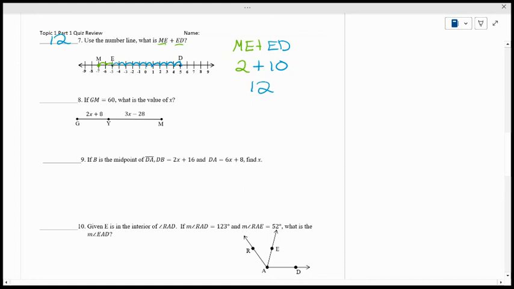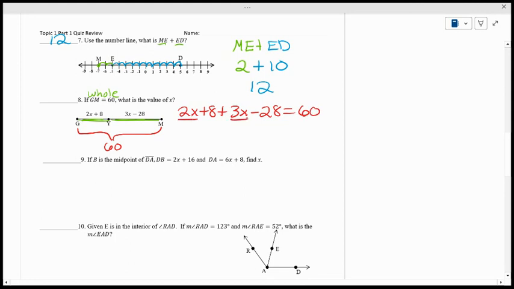Number 8. If GM is 60, so from G to M, so the whole thing is 60, what is the value of X? Well, you have the two parts. This is a part, that's a part, and then you have the whole. As we said in number 6, you do part, that's the first part, plus the second part to get the whole.